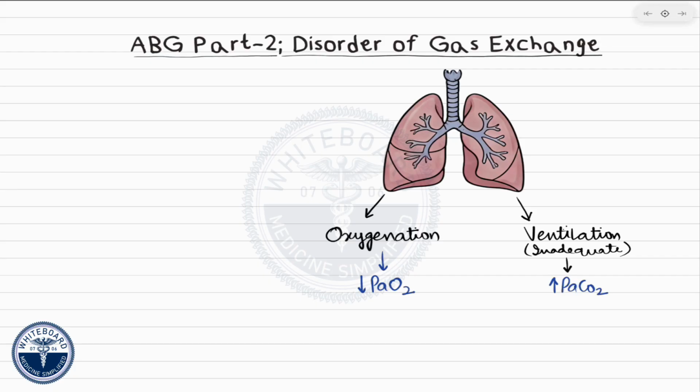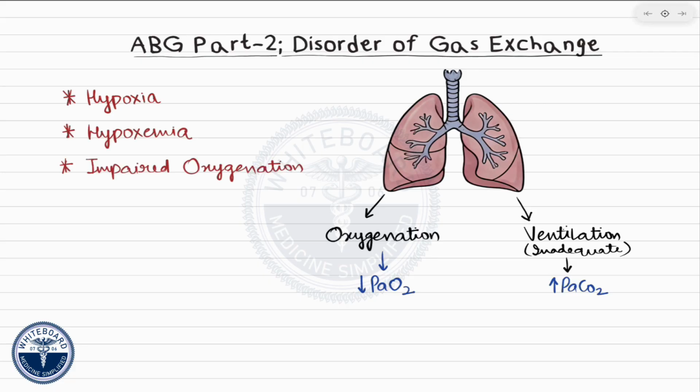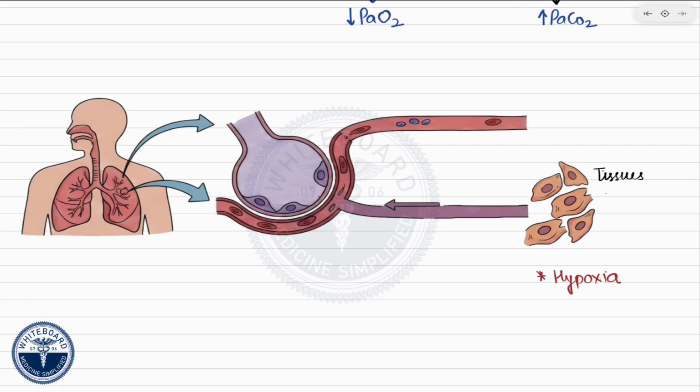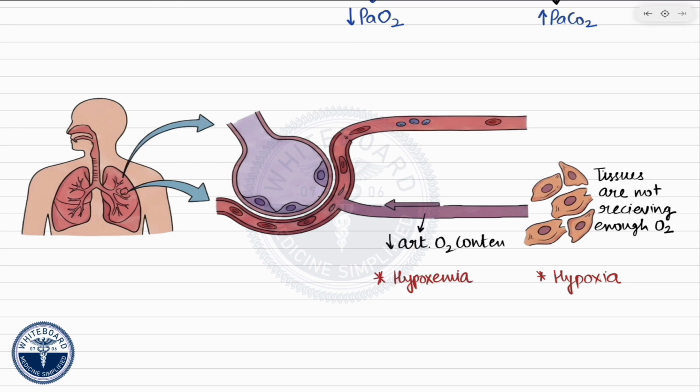Now that we understand that disorders of gas exchange can interfere with oxygen delivery, we need to make one important distinction between three terms that are often used interchangeably: hypoxia, hypoxemia, and impaired oxygenation. They are related, but they are not the same thing. Let's start with the simplest one: hypoxia. Hypoxia means that the tissues are not receiving enough oxygen to meet their needs. Hypoxemia simply means that the oxygen content of arterial blood is reduced. Impaired oxygenation specifically means that the lungs are not transferring enough oxygen from the alveoli into the bloodstream.